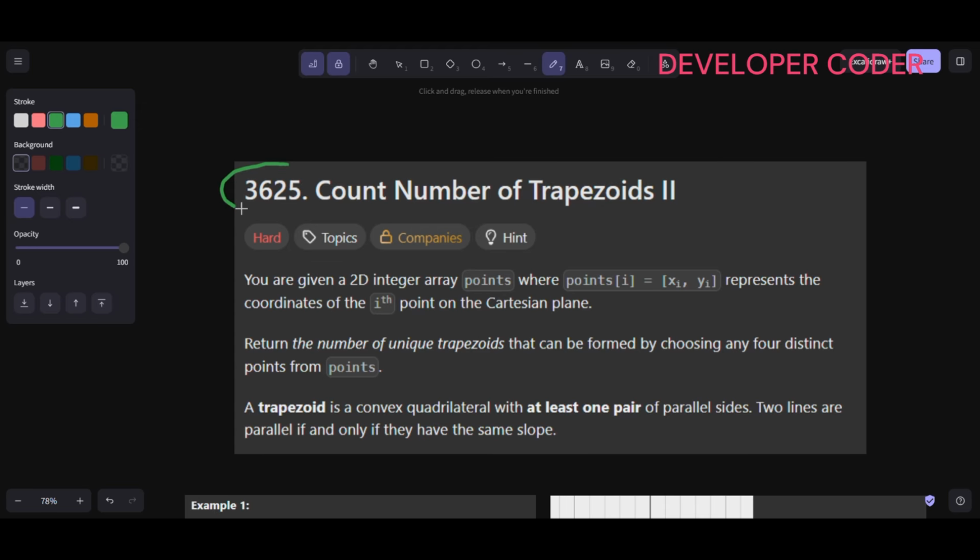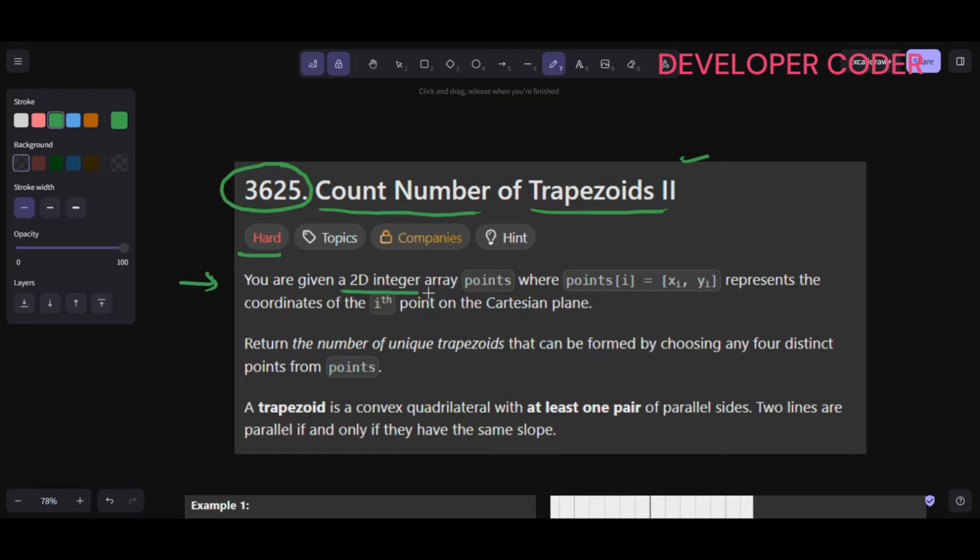Problem number 3625. Count number of trapezoids 2, right? So this is a hard level problem marked by LeetCode, and this problem is actually hard, right? And in this problem we will do a lot of mathematics actually, right? So let's get started. Let's read the problem statement first.